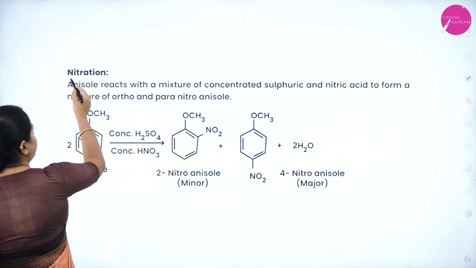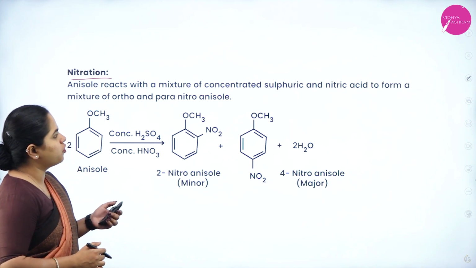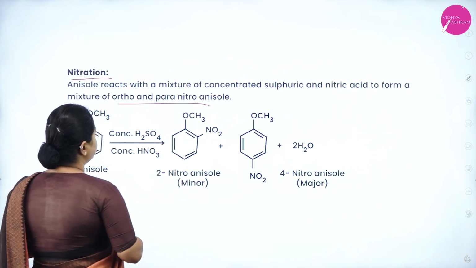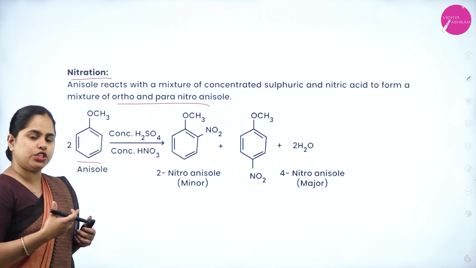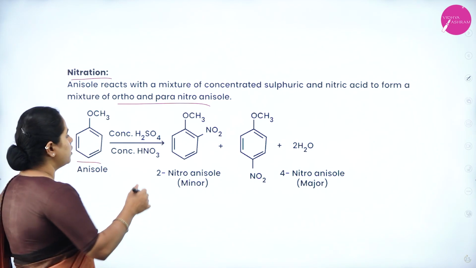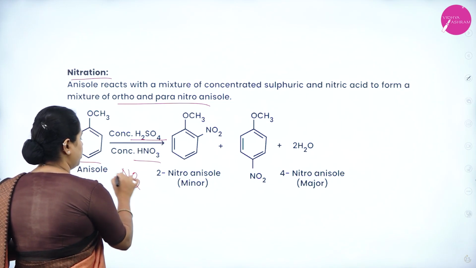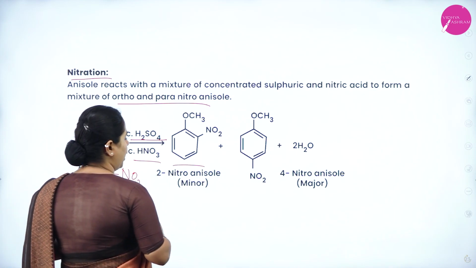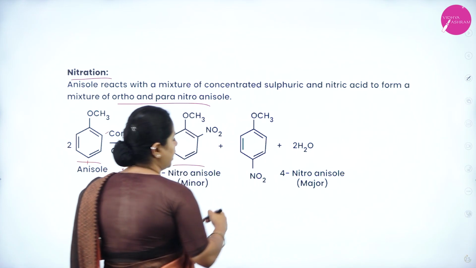Now the next one is nitration. What is nitration? We are going to introduce a nitro group. Anisole reacts with a mixture of concentrated sulfuric acid and nitric acid to form a mixture of ortho and para nitroanisole. So we have taken anisole and we do nitration, which means we use the nitrating mixture, a mixture of concentrated sulfuric acid and nitric acid. The nitro group is going to be substituted in the ortho and para positions. So you get 2-nitroanisole, that is ortho-nitroanisole, as well as para-nitroanisole.